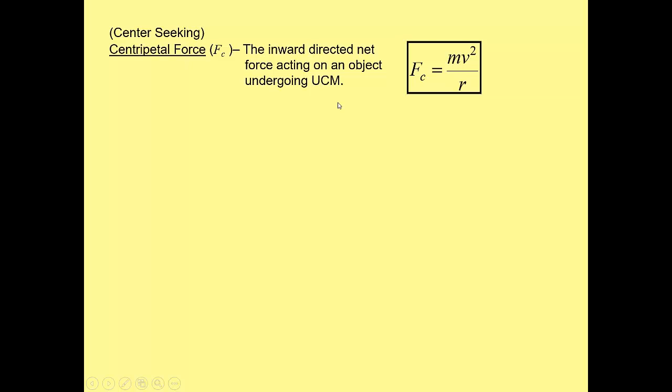You would never, ever write F sub c on a force diagram. So you just wouldn't put that on a force diagram. Instead, these are forces that we've seen before. For example, with the eraser being whirled on the end of a string, the force that's pulling inward is a string, so it's tension. Tension's pulling on it.